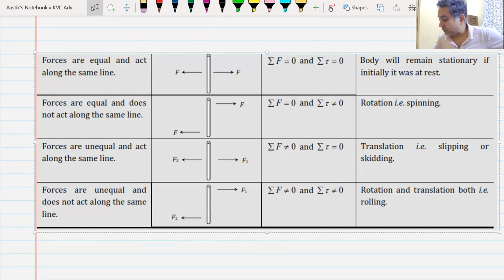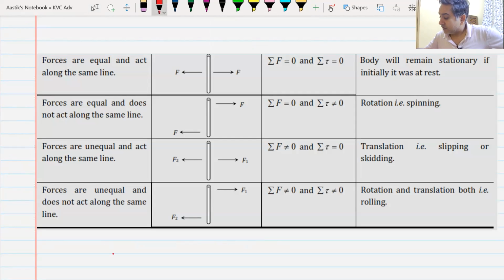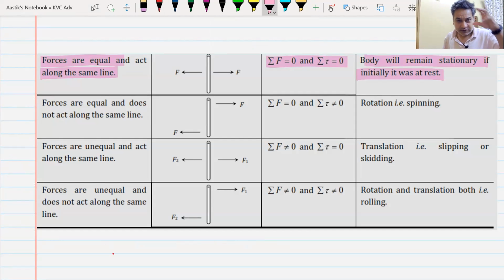This table might make the point very clear. Forces are equal and they act along the same line. So in this case, net force is 0, net torque is 0, the body will remain stationary, it will not rotate, it will not translate. If it is initially at rest, it will remain at rest. If it is initially moving, it will keep on moving. Do we understand this?